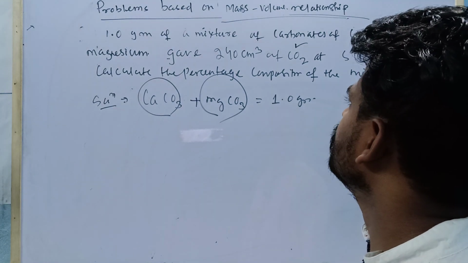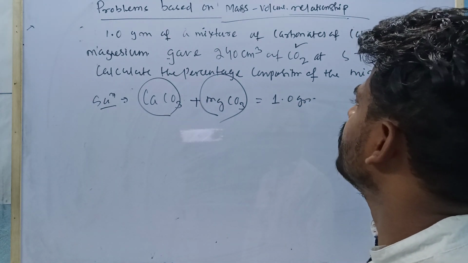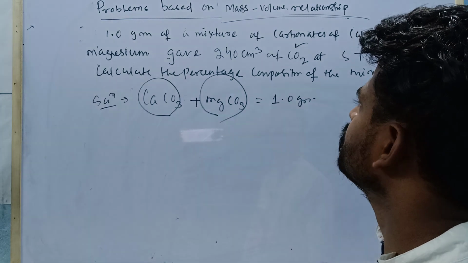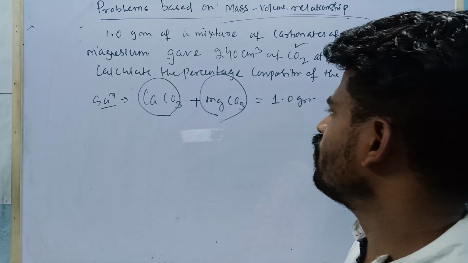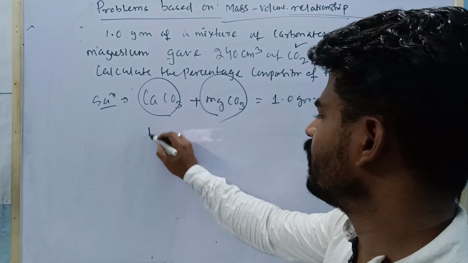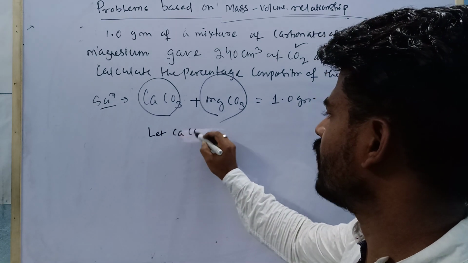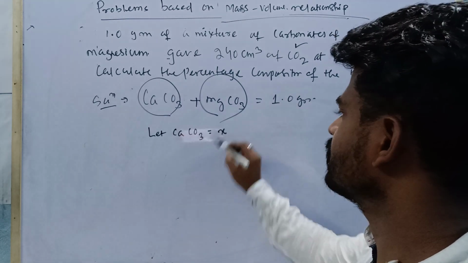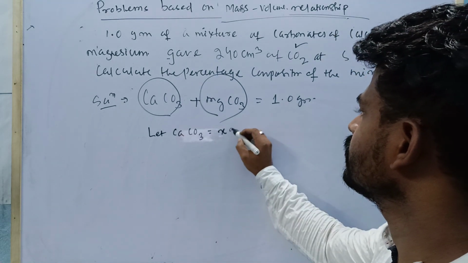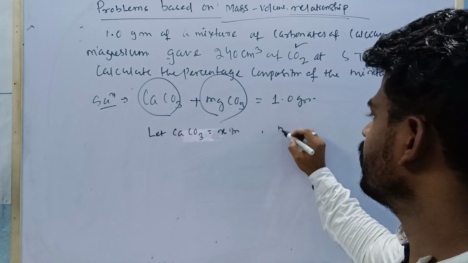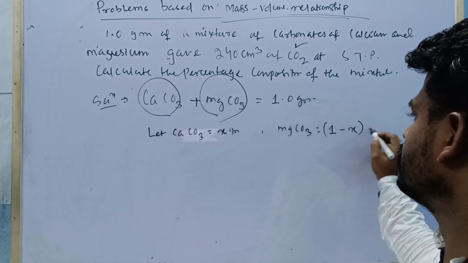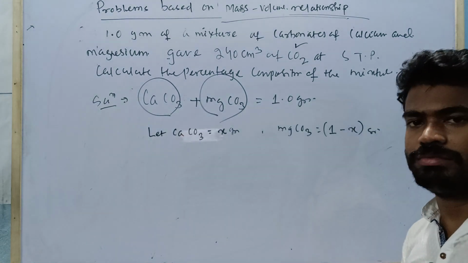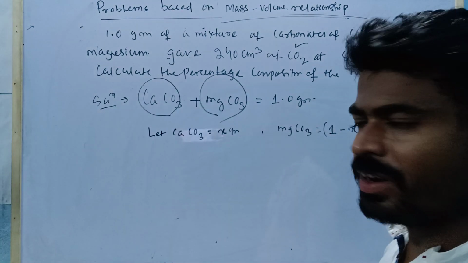1.0 gram of a mixture of calcium carbonate and magnesium carbonate gives this much carbon dioxide at STP. So we don't know which one is how much. Let calcium carbonate be x gram, then MgCO3 will be 1 minus x gram. Unitary method.